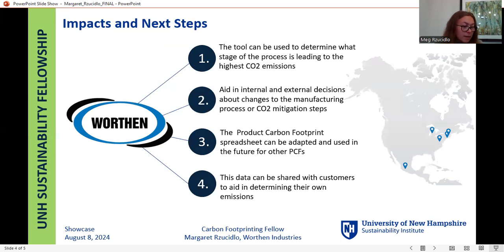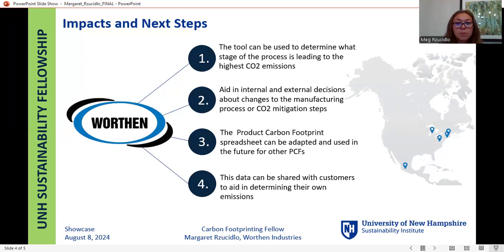There are several impacts and next steps that the spreadsheet tool can be used to determine. Mainly, it can be used to determine which stage of this process is leading to the highest CO2 emissions. It can also aid in internal and external decisions about changes in the manufacturing process or CO2 mitigation steps.